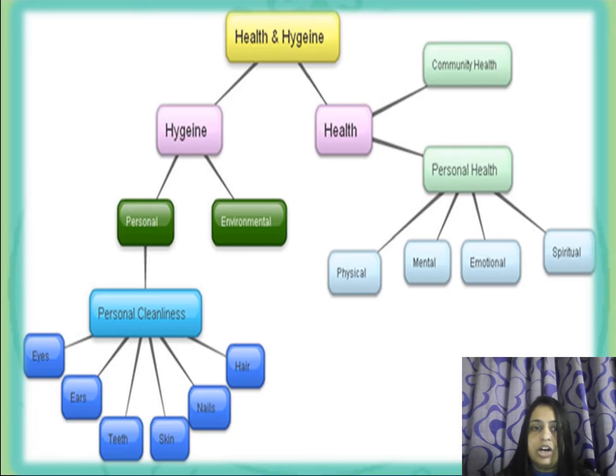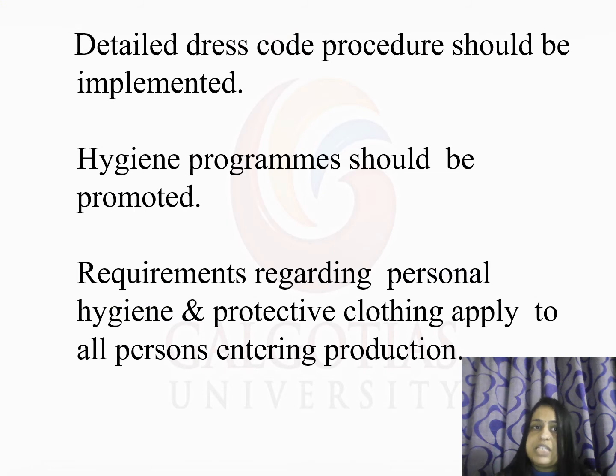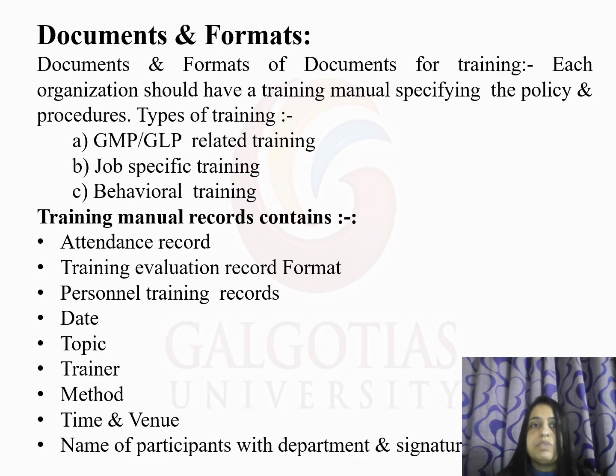Then this is your personal cleanliness: eye, ear, teeth, skin, nail, hair. Personal hygiene will include personal as well as environmental hygiene. Health includes community health and personal health. Personal health is indicated by physical, mental, emotional and spiritual health. Now, a detailed dress code procedure should be implemented. Then the hygiene program should be promoted. Requirements regarding personal hygiene and protective clothing apply to all personnel entering production. It should be mandatory.